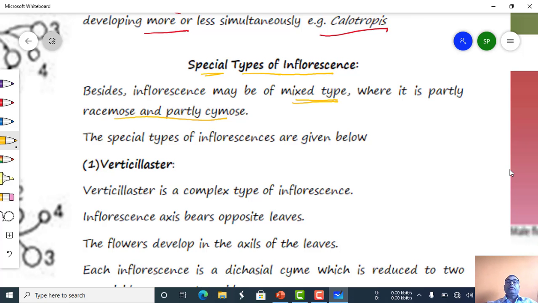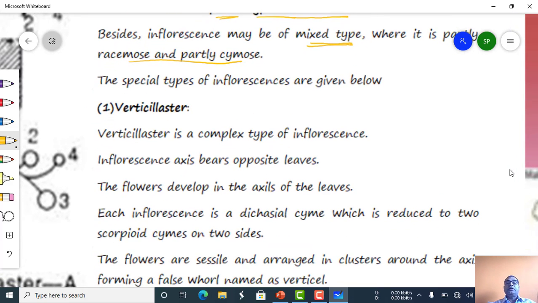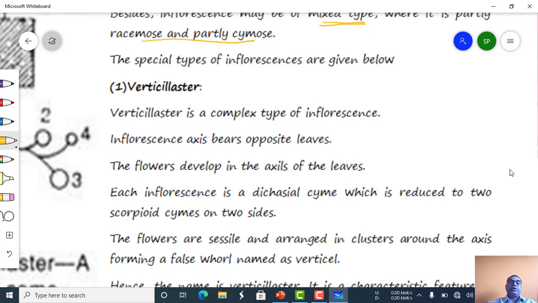Just see one by one. First one is a verticillaster type of inflorescence. Verticillaster type of inflorescence is a characteristic feature of family Lamiaceae. So it is a complex type of inflorescence. Inflorescence axis bears opposite leaves.